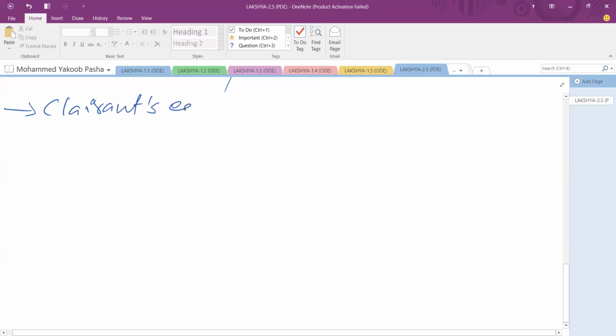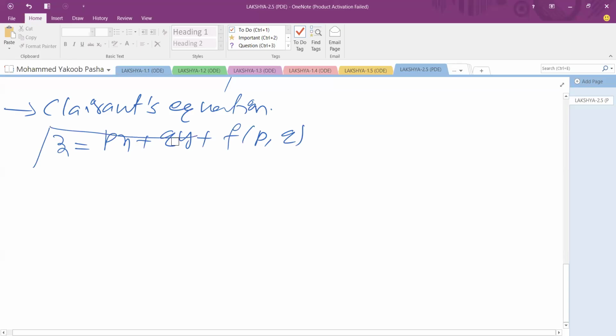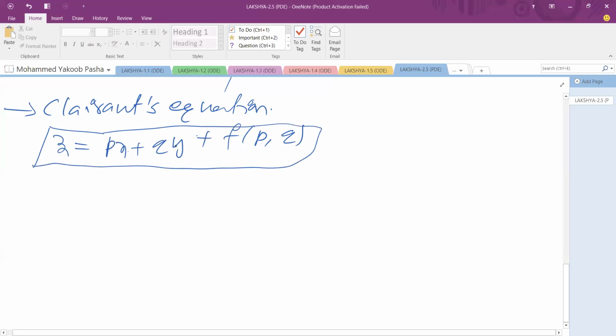Clairaut's form or Clairaut's equation. The PDE is in the form of z is equal to px plus qy plus f of p comma q, where p and q are first order partial derivatives, that is p is dou z by dou x, and q is dou z by dou y.